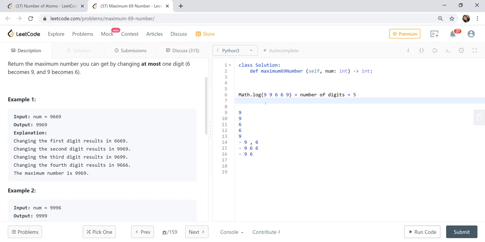Okay. Right? Now, in this case, it will give you 10 raised to somewhere between 4 and 5. So you can take a floor of that, because 10 raised to 5 will be a number with 5 zeros, and 10 raised to 4 will be a number with 4 zeros.